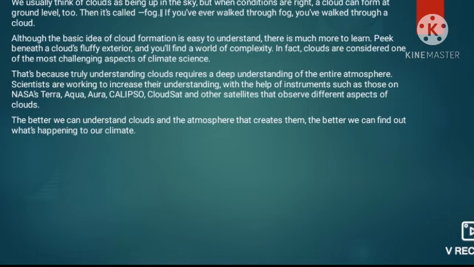Scientists are working to increase their understanding with the help of instruments such as those on NASA's Terra, Aqua, Aura, Calypso, CloudSat, and other satellites that observe different aspects of clouds. The better we can understand clouds and the atmosphere that creates them, the better we can find out what's happening to our climate.